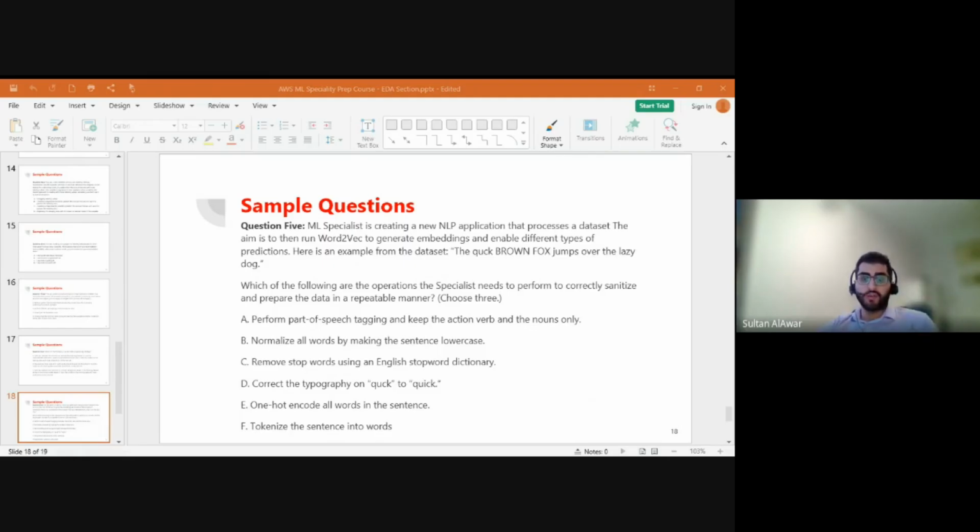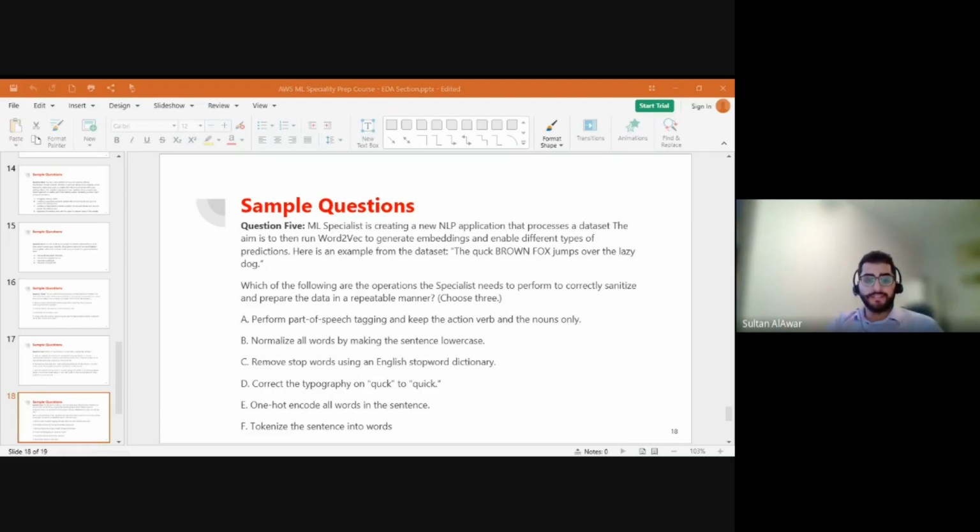Option E, to use one hot encoder on words in the sentence. This is also not useful because we have many different potential combinations if we were to one hot encode each of these words. And option F, to tokenize the sentences into words, and also this is a very needed processing step in NLP work, and we can use the word tokenize package also from the NLTK library, which helps us to tokenize the data set.